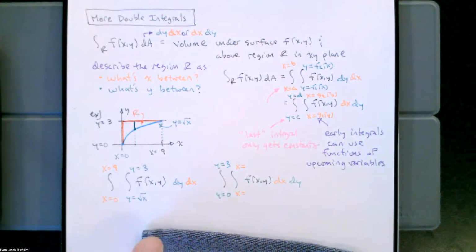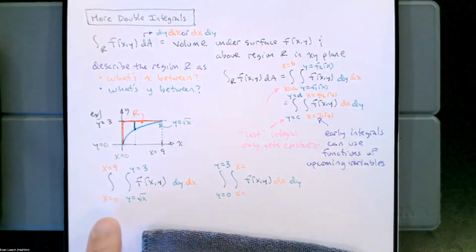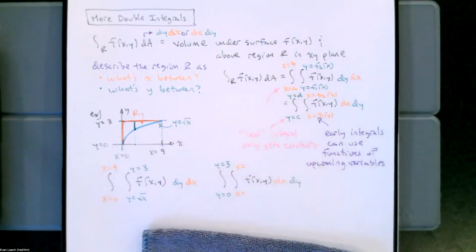Even though we calculated dy dx, our thinking is kind of the other way around. For all the x's between 0 and 9, integrate from the square root of x up to 3. This happens a lot. If you want to describe the order of operations, like in a sentence, write down what the order of operations is and then speak it in reverse.